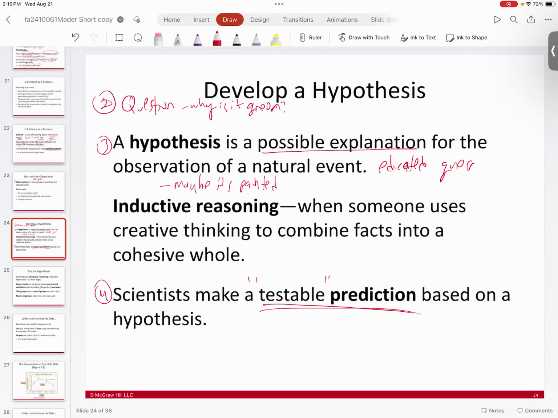Generally speaking, in science, we'll use a couple of major types of logic. One is called inductive reasoning. And inductive reasoning is essentially where you have lots of observations that lead to a conclusion. Here's a good example of inductive reasoning.